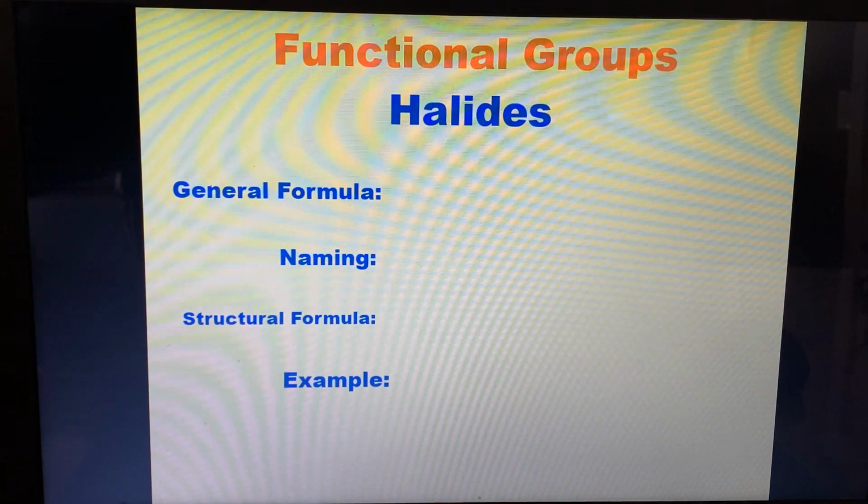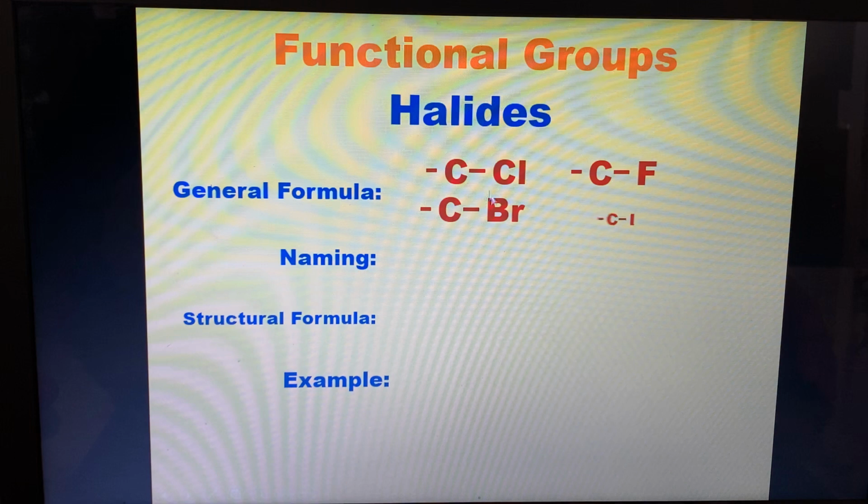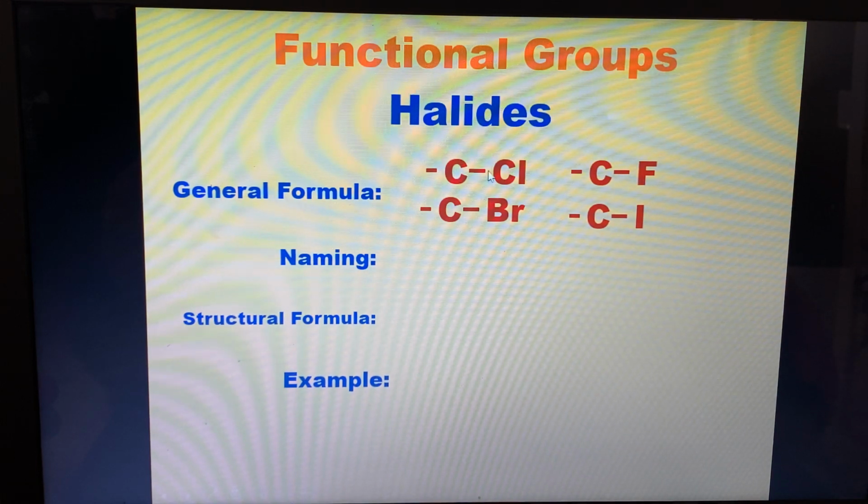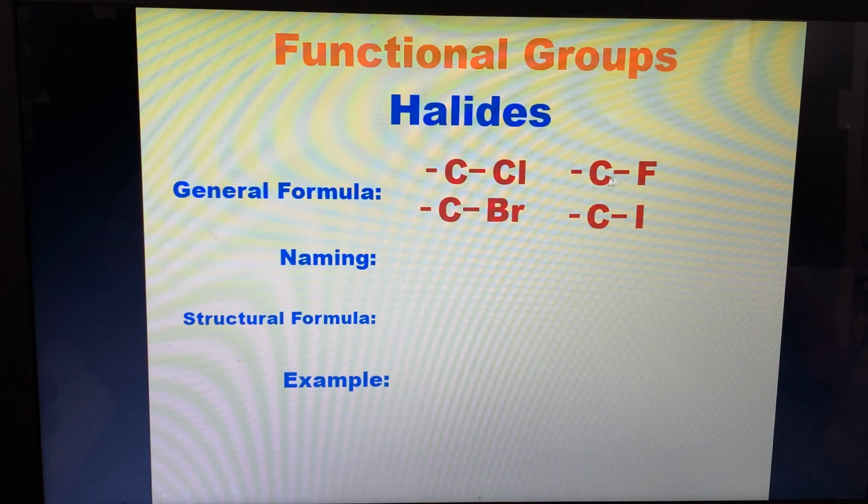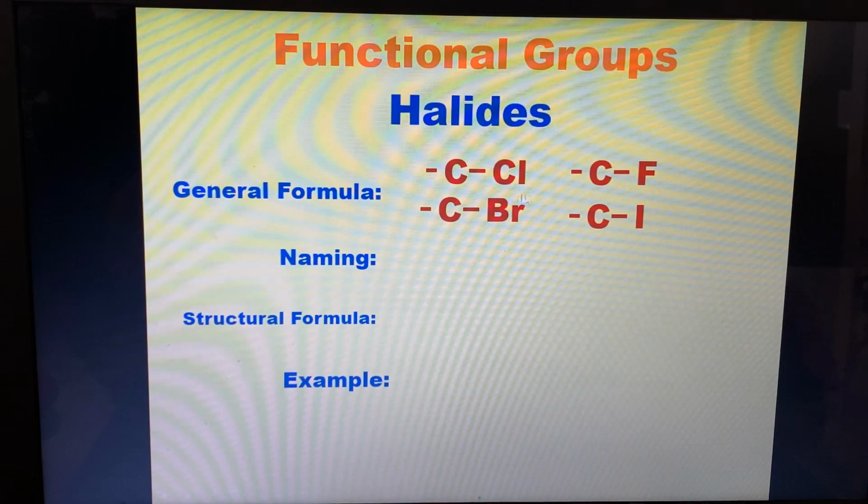All right, halide group. The general formula is a carbon bonded to a chlorine. Remember, halide sounds like halogen, so it's got a chlorine on it, or a bromine, or a fluorine, or an iodine on it. Now remember, when these are branches, or part of another hydrocarbon, they're named as branches, if you remember from last class.